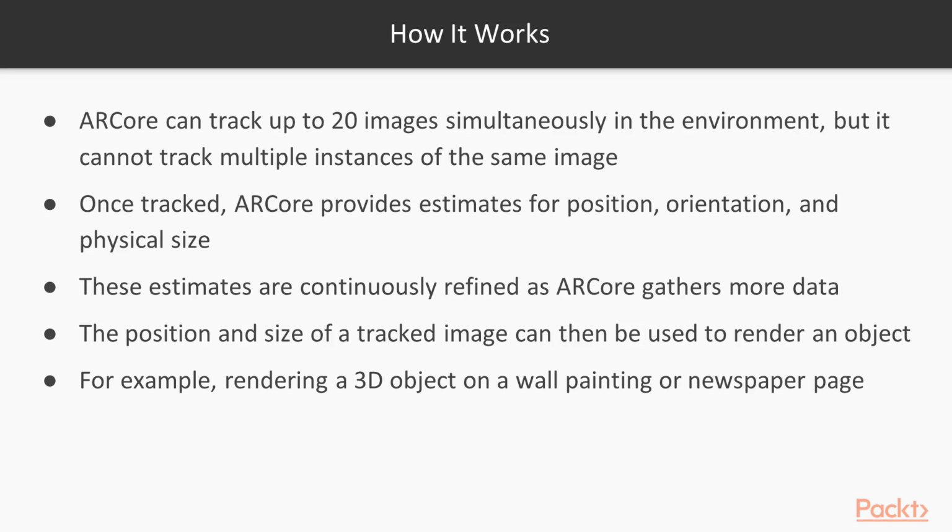ARCore can track up to 20 images simultaneously, but it cannot track multiple instances of the same image. Once tracked, it gives you information to help you render whatever you want in reference to the detected image. The size and position of a tracked image can then be used to render an object, for example, rendering a 3D object on a wall painting or newspaper page.